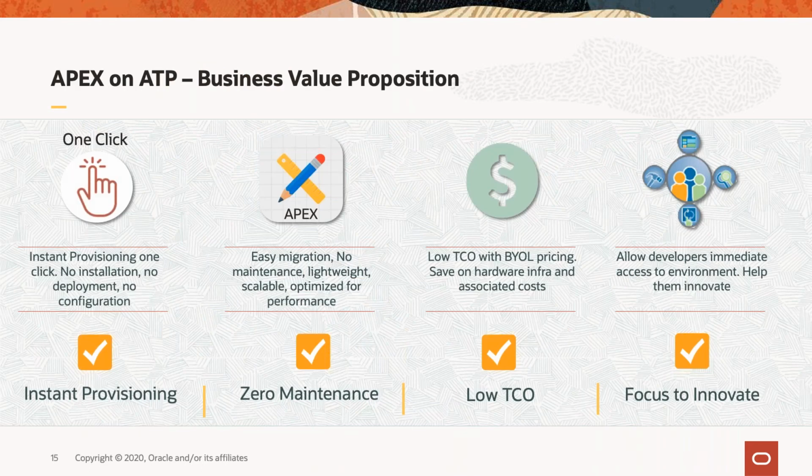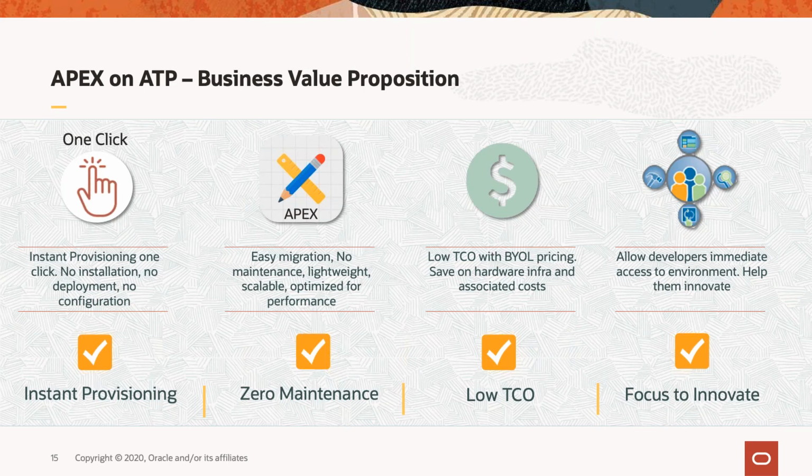Now, what are the other business values that it can give you? First of all, instant provisioning: one click, no installation, no deployment, no configuration. There's also easy migration of your Apex application if you have Apex running or you're an existing Apex user on premise, and there's no maintenance for Apex. It's lightweight, it's scalable, and it's optimized for performance. So all these things like auto patching on all layers, like operating system, database, and Apex, will always have the latest software, because Oracle will take care of that.